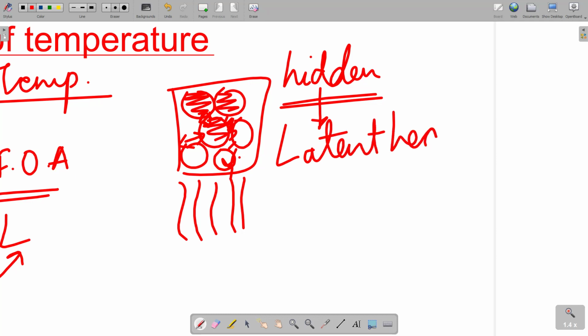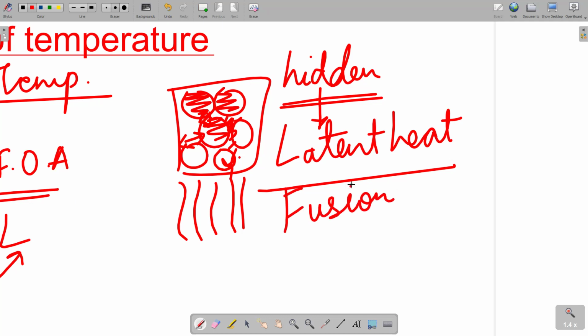latent heat, the heat energy which is used to break the force of attraction between the particles of matter. This is known as latent heat. अब latent heat यहाँ पे हम किसके terms में यूज कर रहे हैं, अभी हमने देखा, it is used in terms of fusion because solid melt हो रहा है into liquid form. So latent heat of fusion, that's what we're learning here.